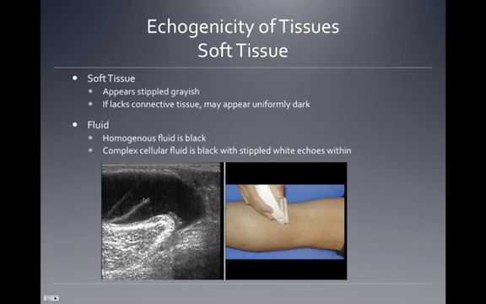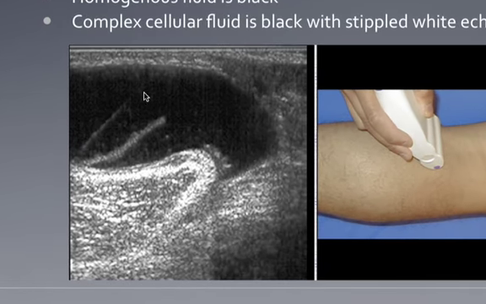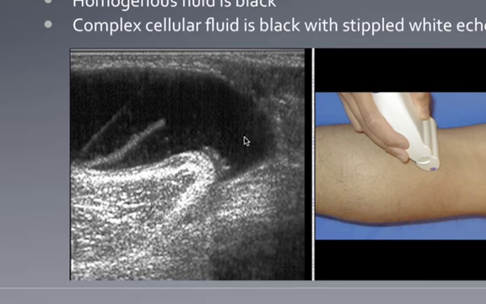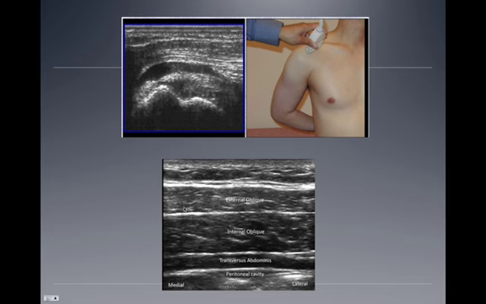Okay, so if we look at what fluid is going to look like, here we go. We're at the bottom end of that spectrum, and here we're showing the sound head at the back of the knee. This is looking at a Baker's cyst, a fluid-filled bursal extension. Here we're looking at just that big fluid space. So fluid is very easy to pick up, especially when it's where it's not supposed to be.